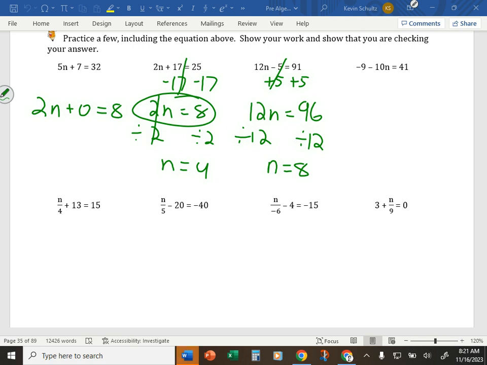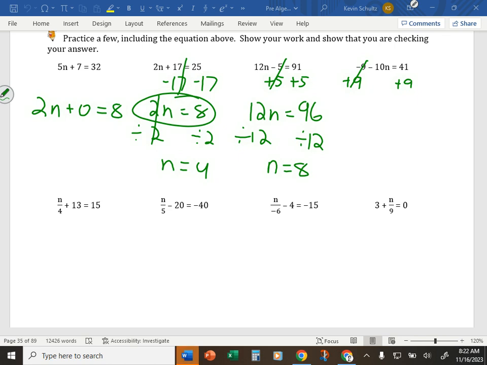The fourth one is a little different in that the variable term is written second, right? In the other three, the variable term always came first, but in the fourth one, it is second. That doesn't change the process, okay? You still start with that number without the variable, which is the negative 9 here. What is the opposite of a negative 9? Positive 9, right? So we're going to be adding 9 to both sides because that is what is going to cancel out that constant. Negative 9 plus 9 equals 0.